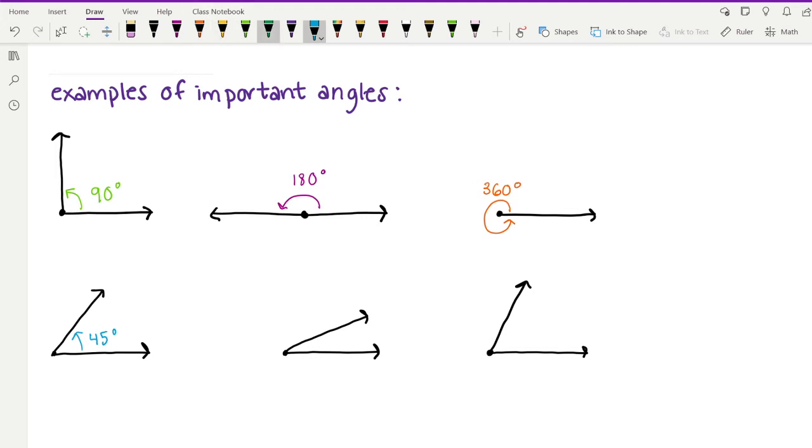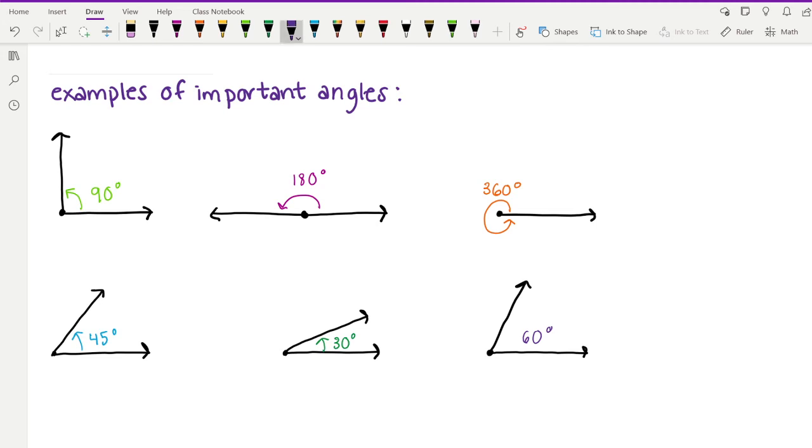Last two that are important to know is a 30-degree angle. So we saw some of those in our last video. So 30 degrees is 1/3 of 90. So that's a way you can kind of visualize that. And then the last one is 60 degrees. 60 degrees is 2 times 30, or you can think of it as being 2/3 of 90. So this would be roughly what a 60-degree angle looks like.